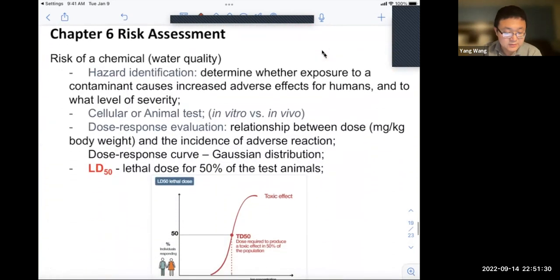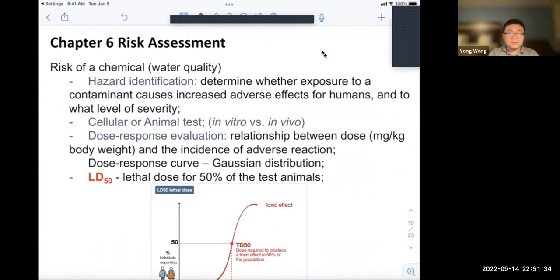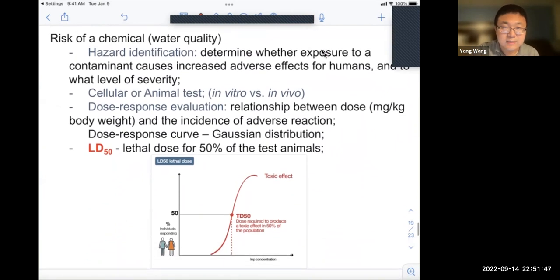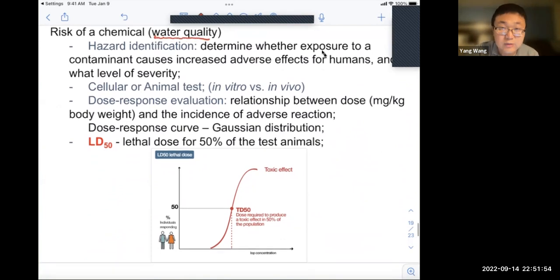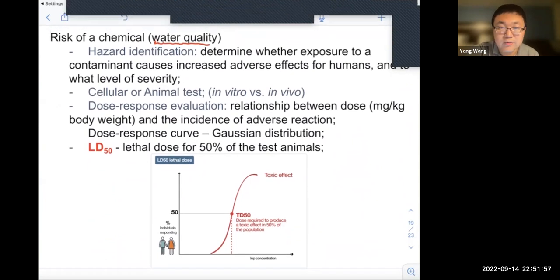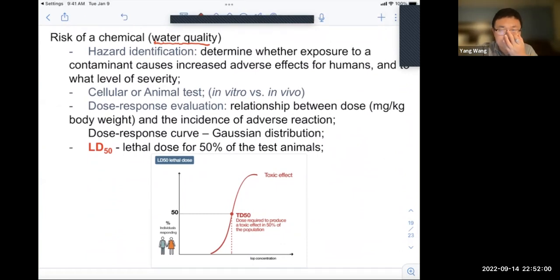So if we know something is risky, or if we don't know and want to evaluate whether a chemical is risky or not, how do we do that? This is an example where we can examine whether the water quality or a water component is risky. The method is to first identify the hazards: to determine whether exposure to a component causes increased adverse effects for humans, and also determine what level of severity. Basically, to quantify the risk of certain chemicals.